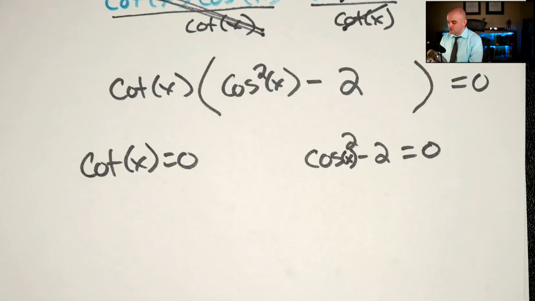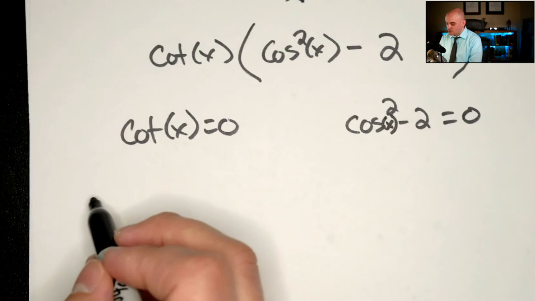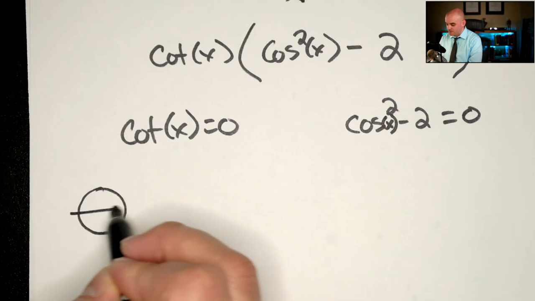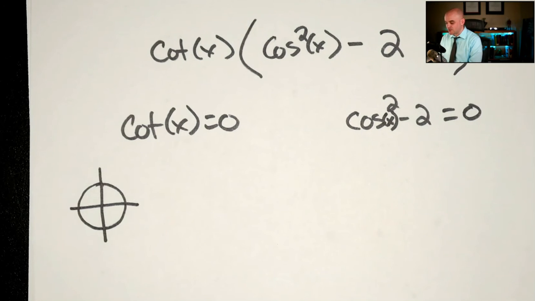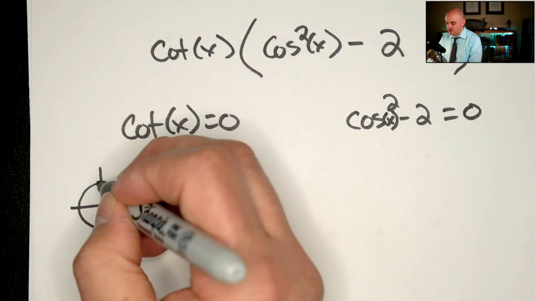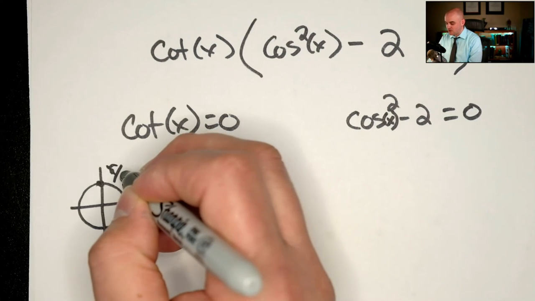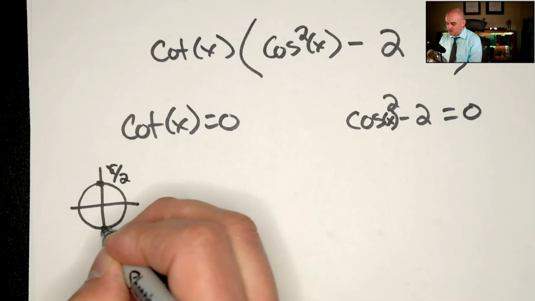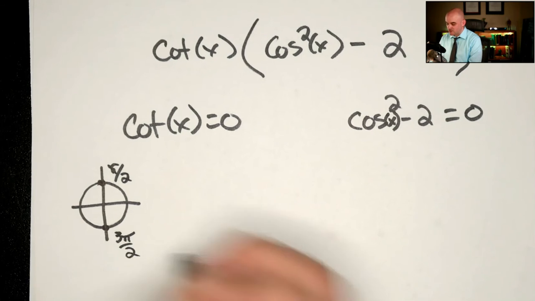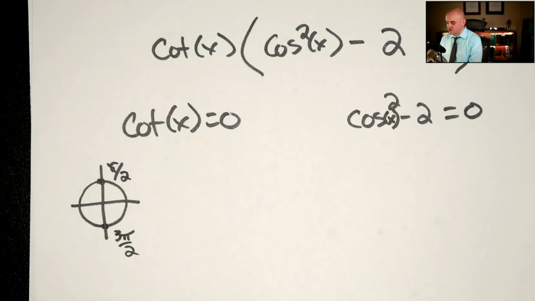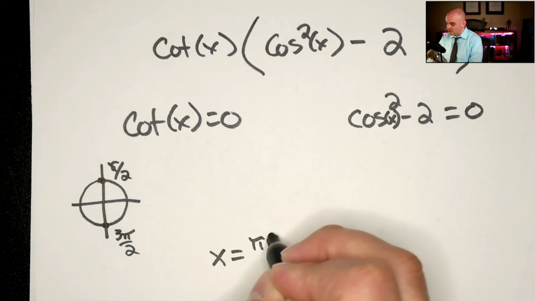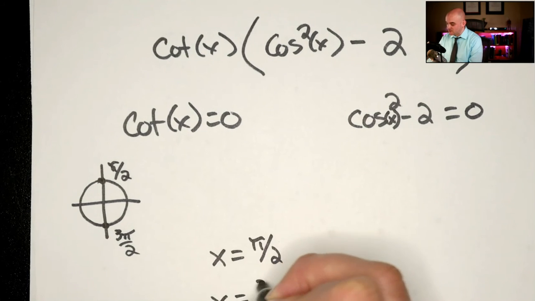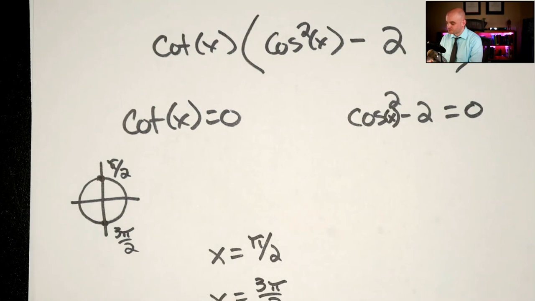So when is cotangent equal to 0? Let's go back to the unit circle and think about it. When tangent's undefined, cotangent equals 0. So tangent is undefined here at the top at pi over 2, and then again at the bottom at 3 pi over 2. So that would make this a true statement if we're going between 0 and 2 pi for our answers. So x equals pi over 2 and x equals 3 pi over 2.